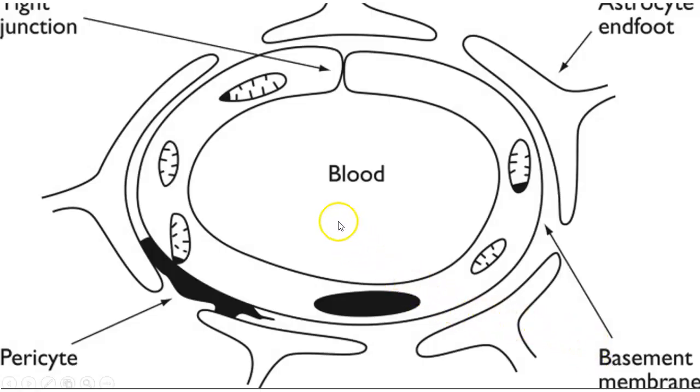This is a diagram of the blood-brain barrier. This is the astrocytic end foot. This is the basement membrane. This is the pericyte, and these are the tight junctions. And this is the blood.